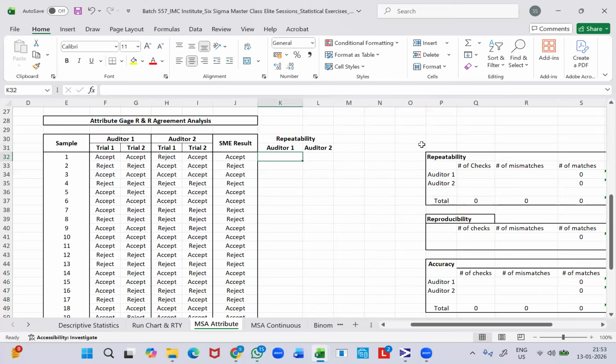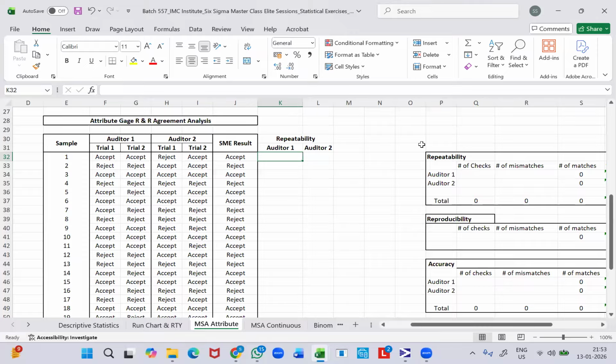Now, we can visually look at the trial 1 and trial 2 results of both these auditors covering all the 30 samples one by one, and then find out how many mismatches there are, and thereby calculate the repeatability variation percentage. That will be a time consuming exercise, right? So what we can do is write a formula in Excel.